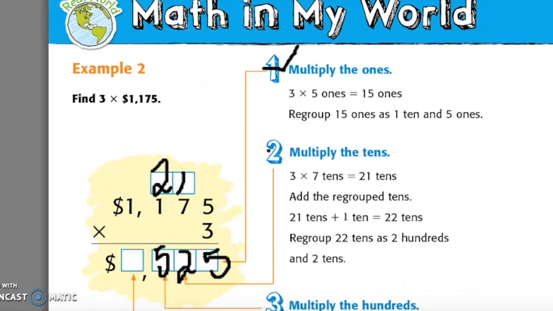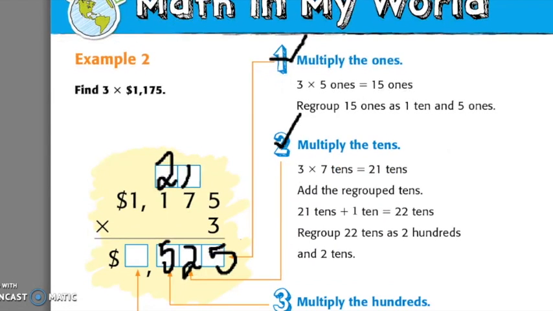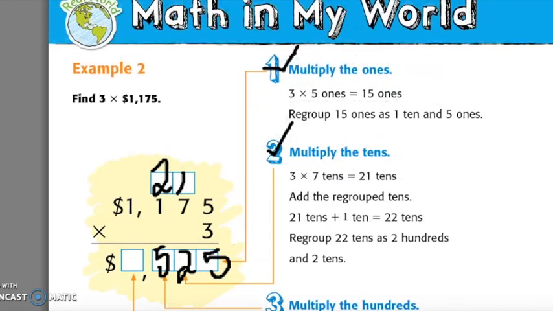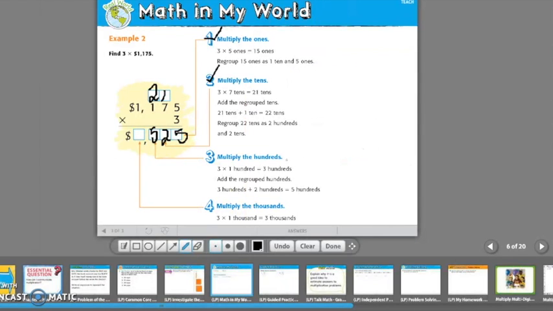Oop, I guess we're really zoomed in, so I check off step 2. I don't know what I did. So squeeze back out. Zoom out. There we go. And I check off step 3. Yep, I multiplied my hundreds.